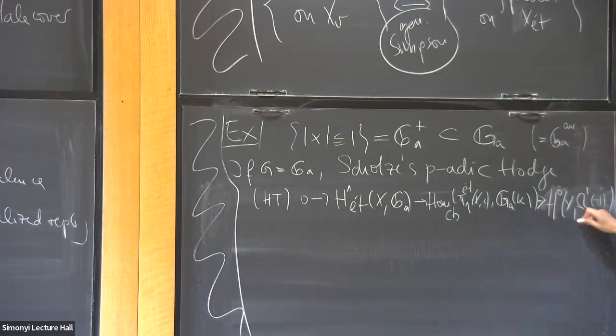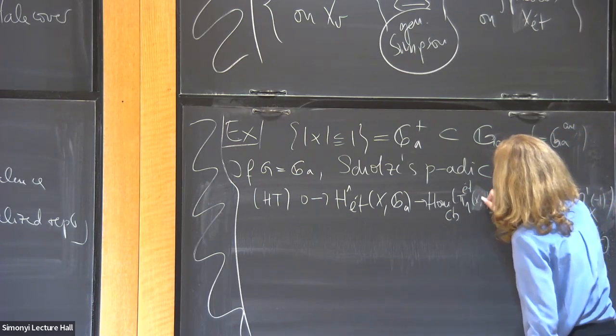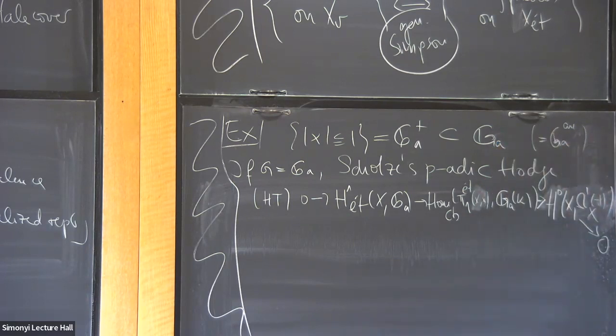Yeah, and this is surjective. This has to go over here. Okay. So this is the Hodge-Tate sequence, which you can prove in this way by pushing forward the structure sheaf from the pro-étale side to the étale side on X.